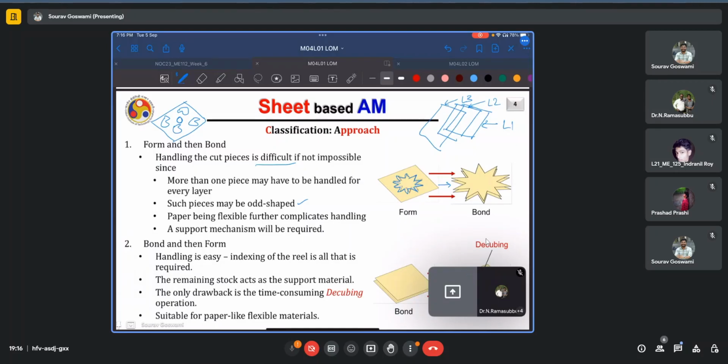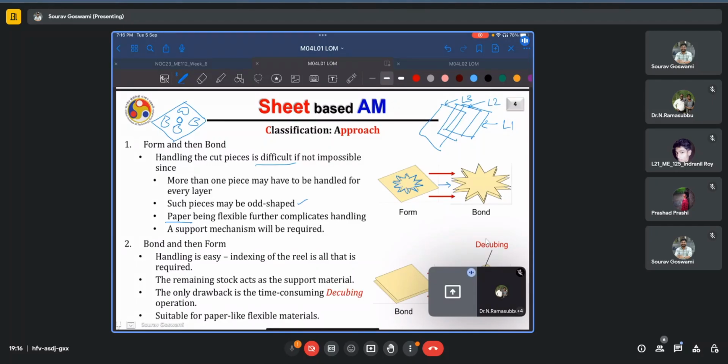Again, these pieces may be odd shaped, and any loss of alignment will simply compound the errors as we go further. Then, in many of the sheet-based AM processes, the raw feedstock is of a very flexible nature, such as when we use paper. So any sort of disturbance, say wind or any other ambient disturbance, can easily move it or bend it, or it can easily be misaligned in the process of bonding.